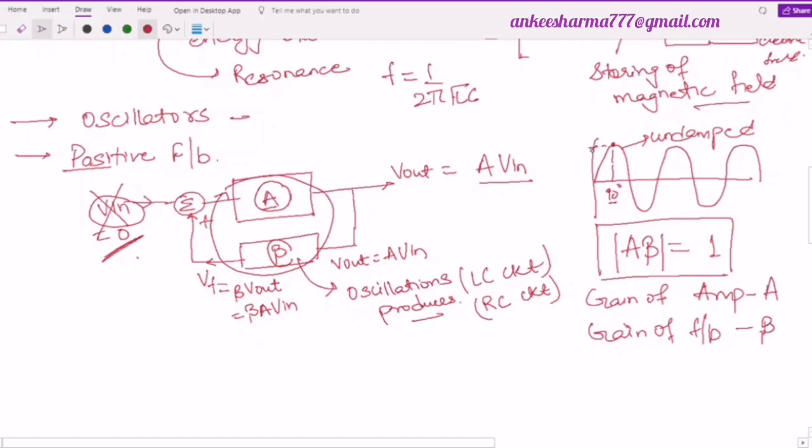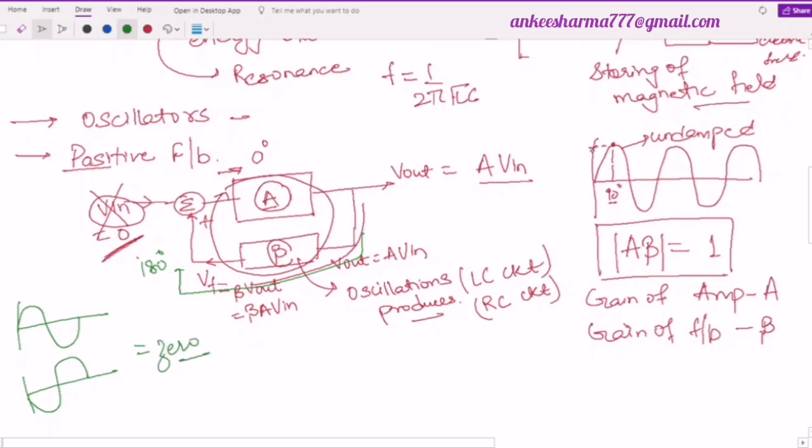Phase is also important. Now assume here that I have applied an input with the phase 0 degree, but when I am feeding it back to my input after the output, its phase is shifted by 180 degree. What will happen? You all know, if a sinusoidal signal is there with the phase 0 degree and the other with the phase 180 degree, then definitely when they will be added, they will cancel out each other and the result will be equal to 0.